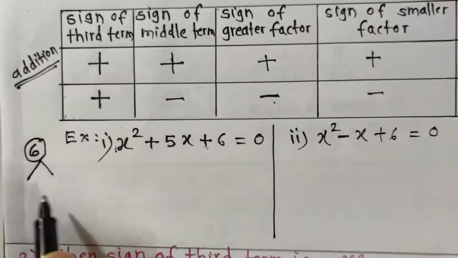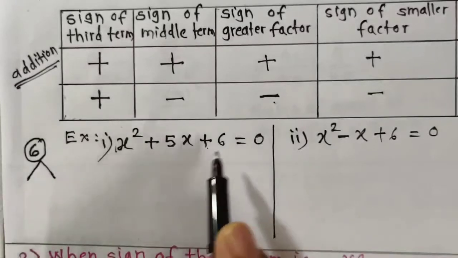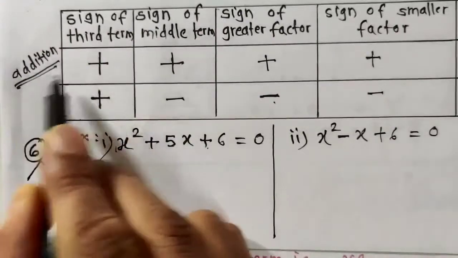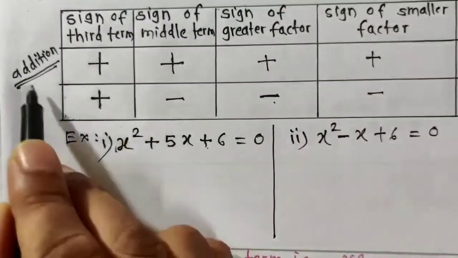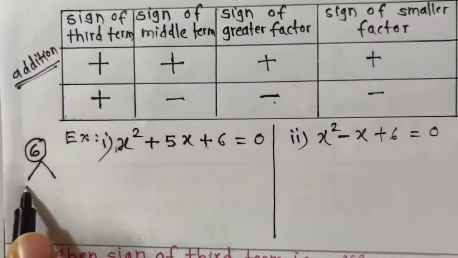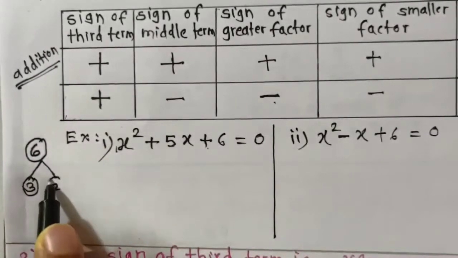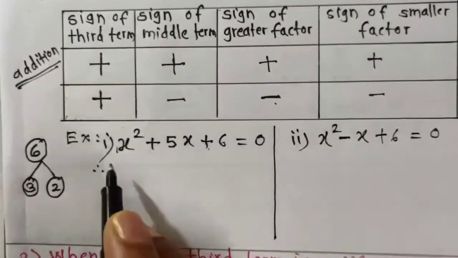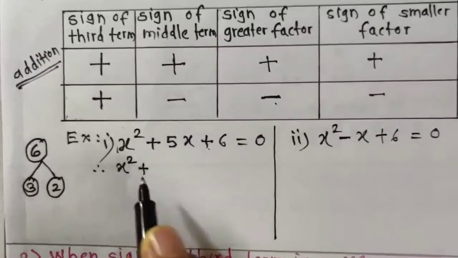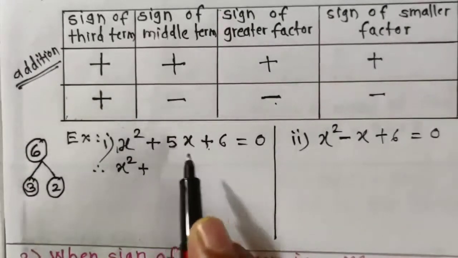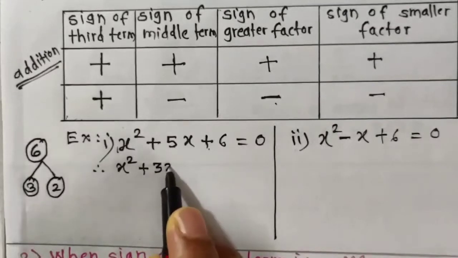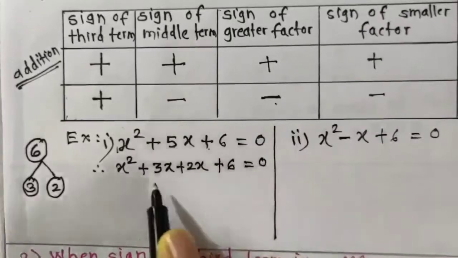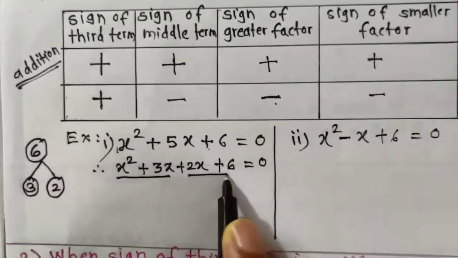Now find the 2 numbers whose product is 6 and their sum is 5. Why sum? Addition, because the plus sign is there. Whenever there is a plus sign, addition. So 3 twos are 6 and 3 plus 2 is 5, we get the two factors. Now the first term remains as it is, x square. This method is also known as splitting the middle term. The middle term is split as 3x plus 2x and the last term as it is. Now group together the first group and the second group.